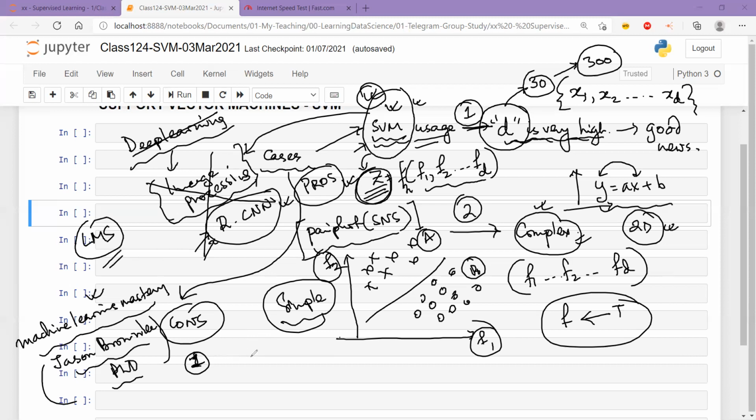But the major con is not with d, but with n. What I mean by n is the number of observations. Why I'm saying this is because let's say this z over here is actually doing a cubic function of all of the features F1, F2 until F of d.